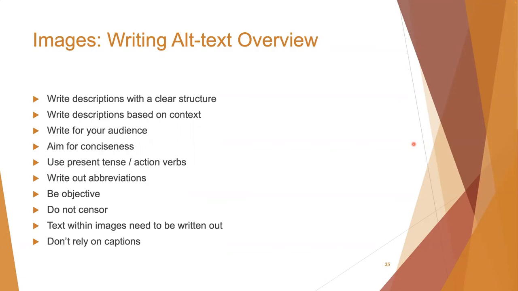But we don't censor. Okay. Text within images needs to be written out. I'm going to show you exactly what that looks like and how to do it. So don't worry about that. I got you. I know a lot of library staff have images with text. Okay. And don't rely on the captions. Again, there'll be a list of resources on how to write alt text at the end of this presentation. And they are wonderful resources, guys. And I use them all the time for myself and in my training.